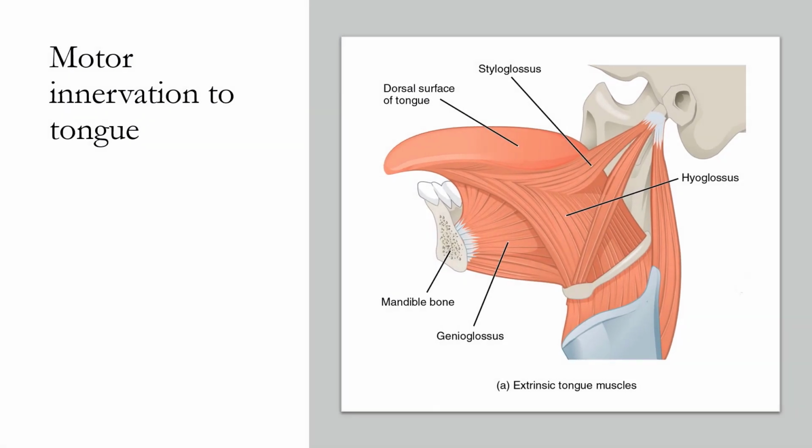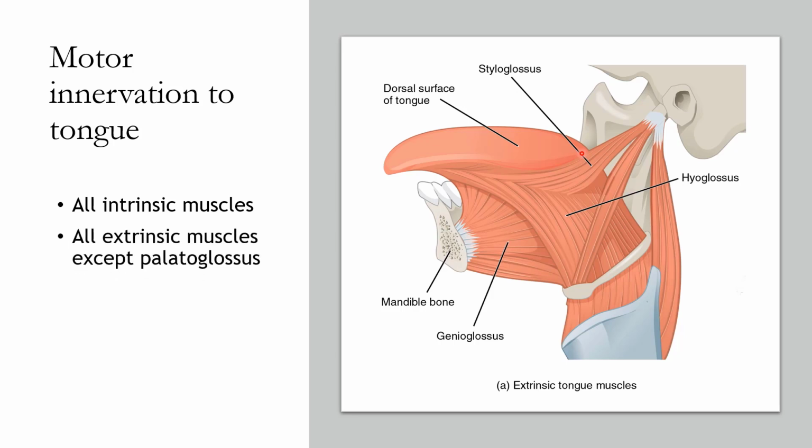This is diagrammatic representation of tongue. Intrinsic muscles are within the mass of tongue. All the intrinsic muscles are supplied by hypoglossal nerve. Extrinsic muscles are seen here. They are styloglossus, hyoglossus, and genioglossus. One more is from above, from the palate, palatoglossus. Except palatoglossus, whatever muscles are seen here, all these are supplied by hypoglossal nerve.